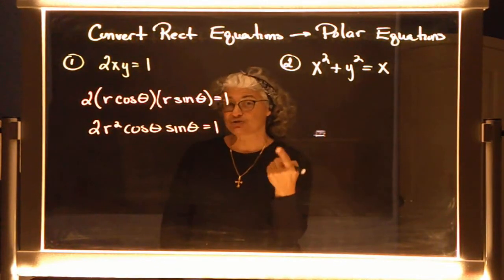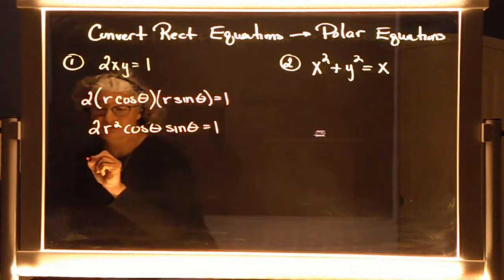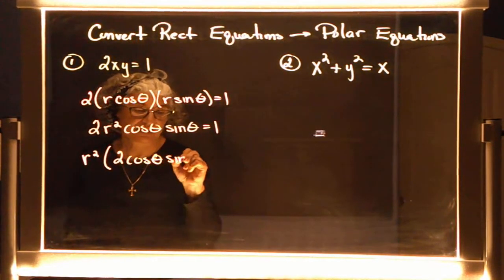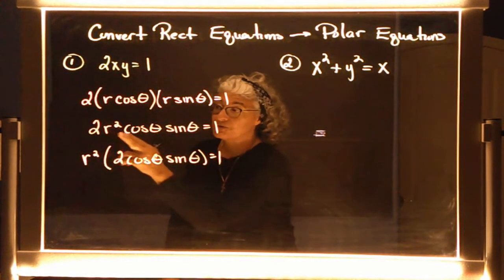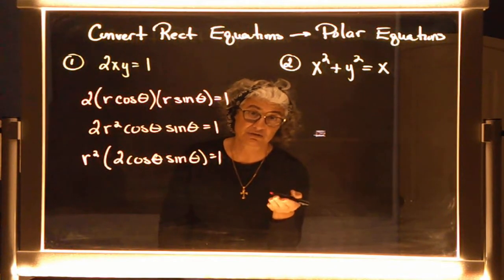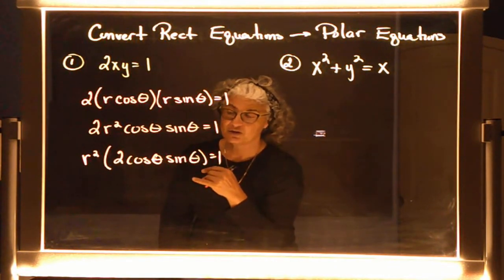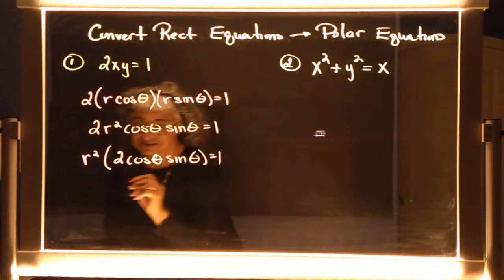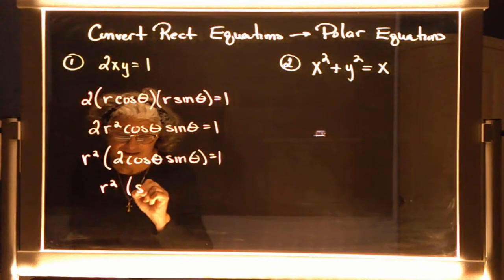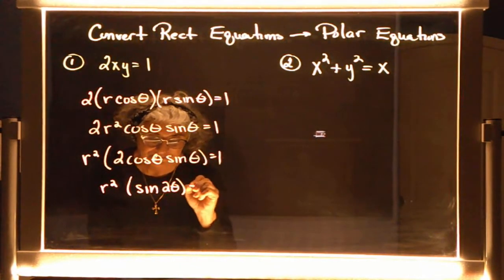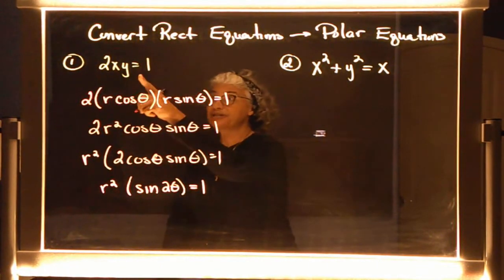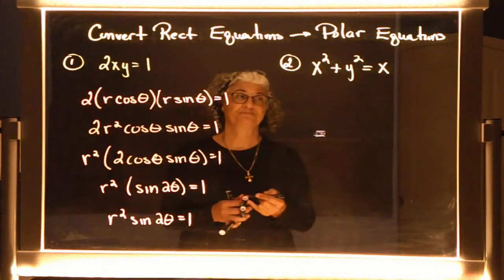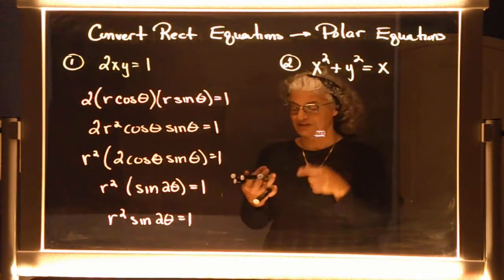That was easy. But I need you to see an observation, and I'm going to do a rewrite. r squared times 2 cosine theta times sine theta, right? All I did was I switched the order of the 2 and the r squared, and with multiplication you can do that, can't you? Okay, 2 cosine theta times sine theta is actually an identity that you need to keep in your memory banks. This is the sine of 2 theta. So this rectangular equation converted to r squared sine of 2 theta equals 1. Good?